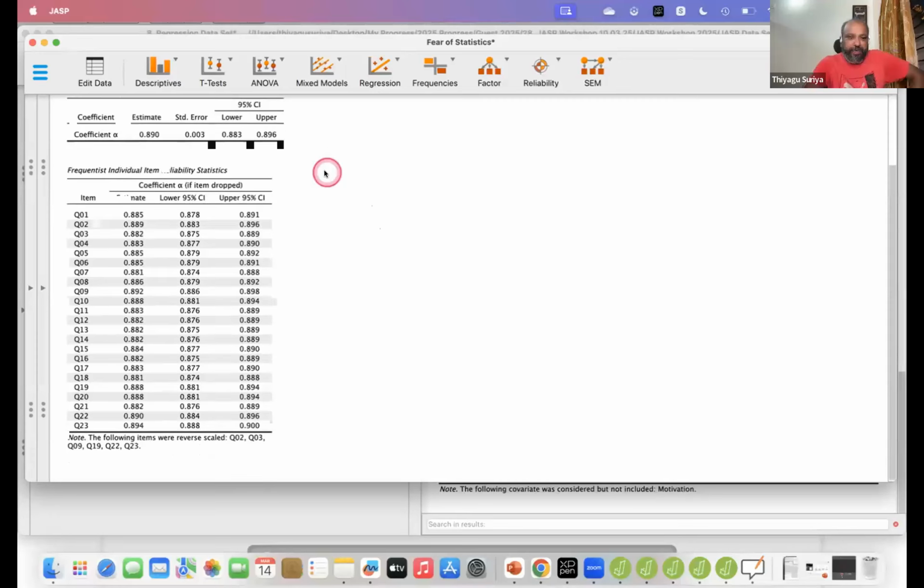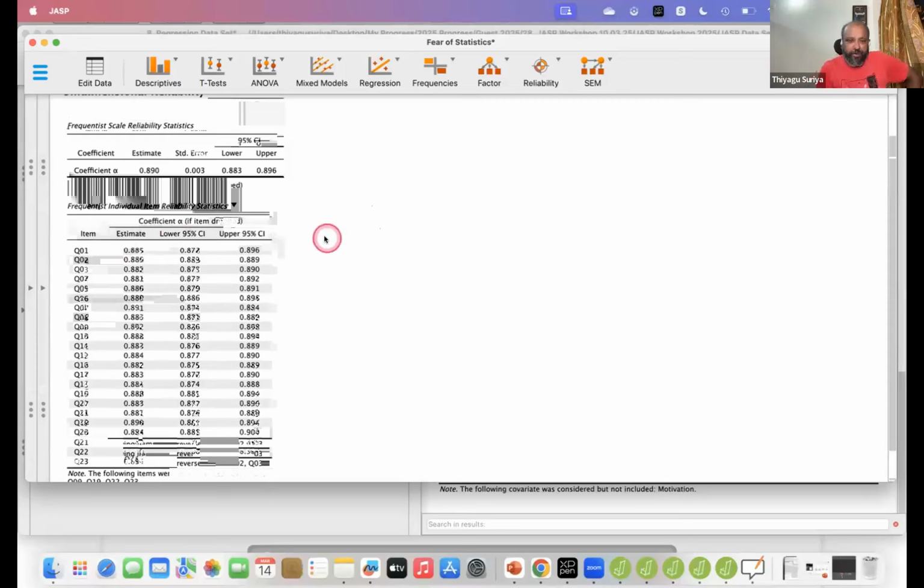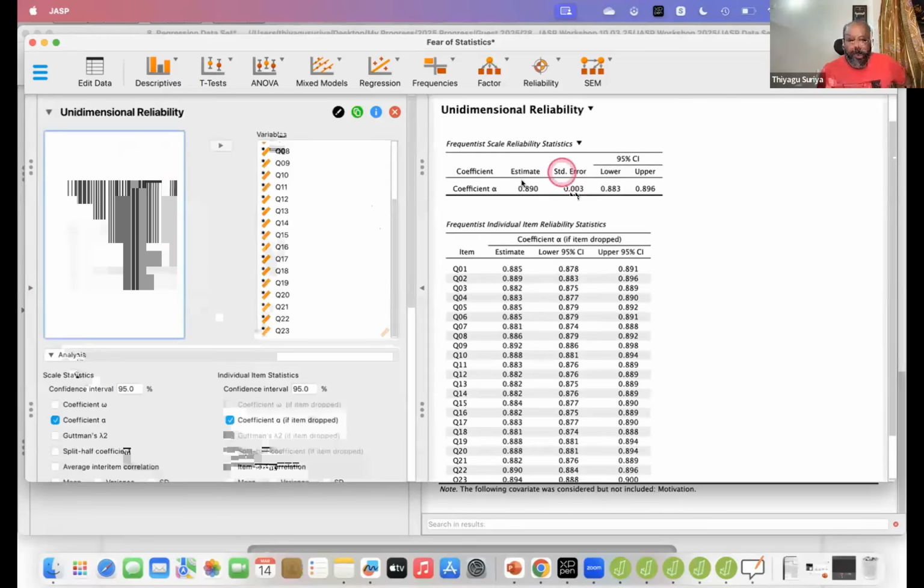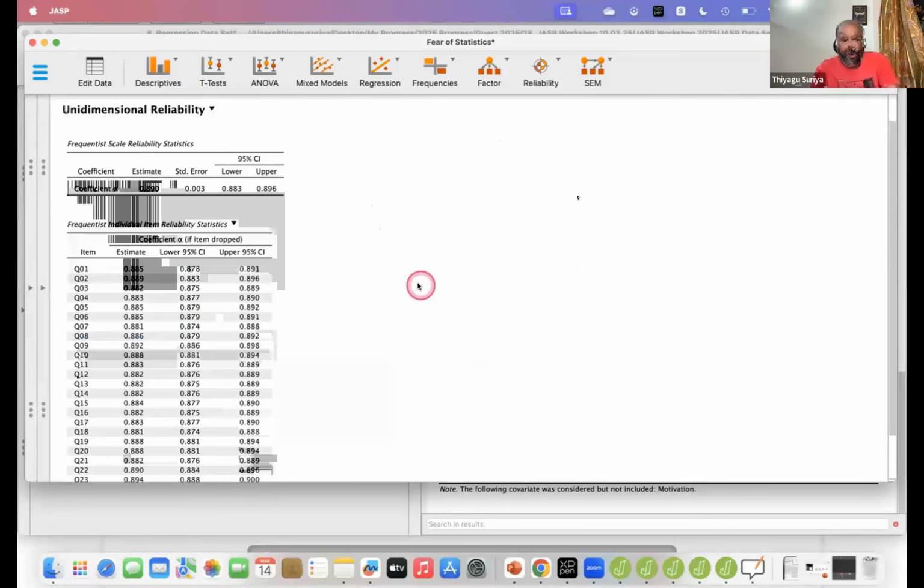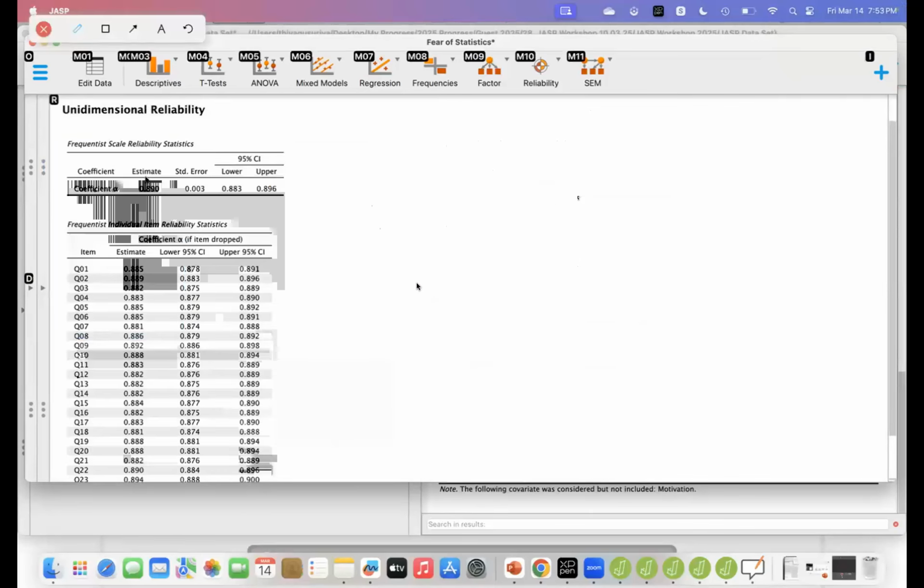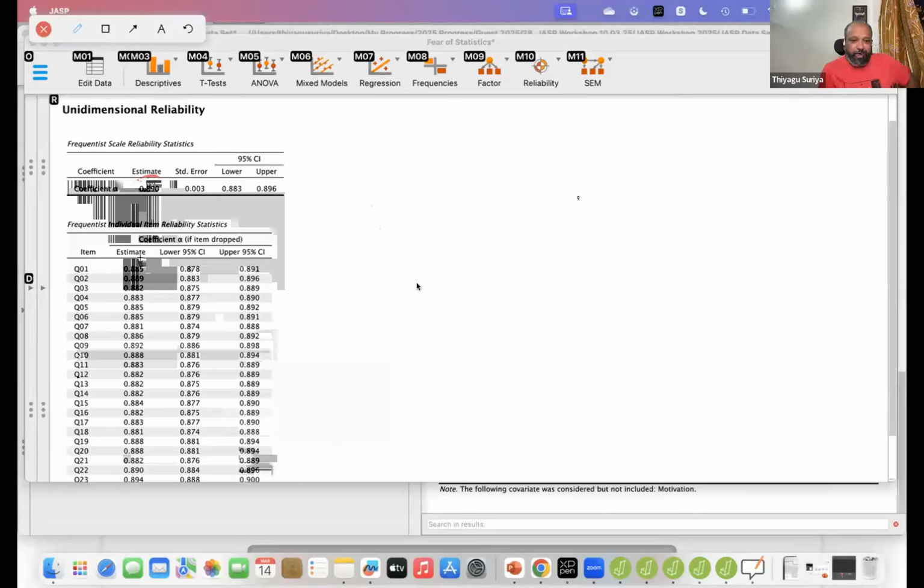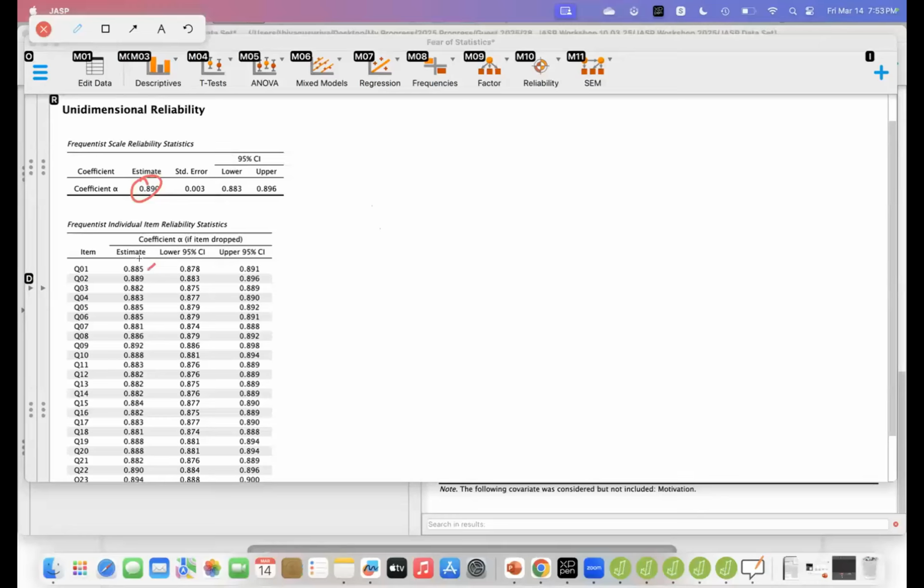So with alpha if item dropped, our intention is to increase it. Kindly check my output. My estimate value is 0.89, which is already high, but I want to increase it more. Therefore, we can cross-check each item. For example, if I delete the first item, what is my Cronbach value? 0.85. Is it above or less? Less. When you remove it, it should be above.